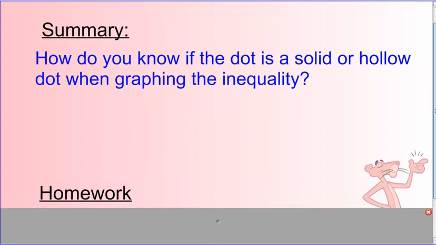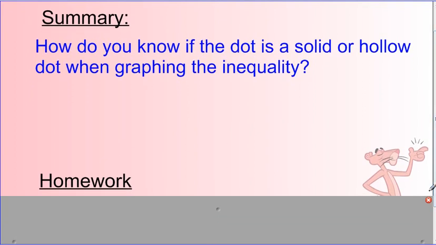The last thing is the summary. How do you know if the dot is a solid or hollow dot when graphing the inequality? So think about all those problems we did. How do you know if it's going to be a solid dot or a hollow dot when you graph the inequality? Think back, put down an answer, pause the video if you need to, and then hit play and we'll go through it together.